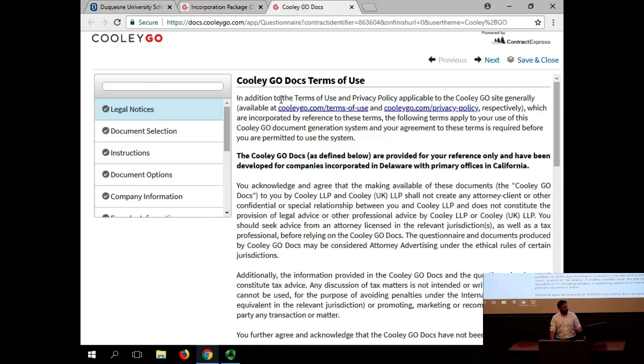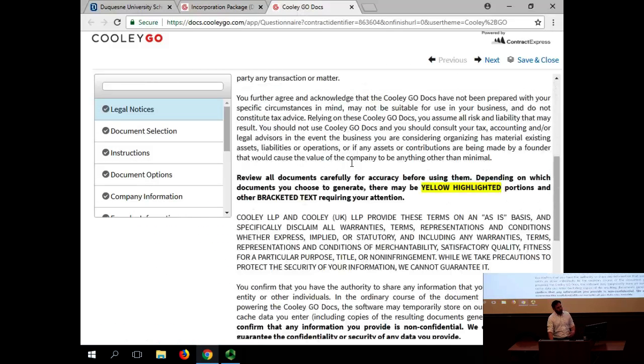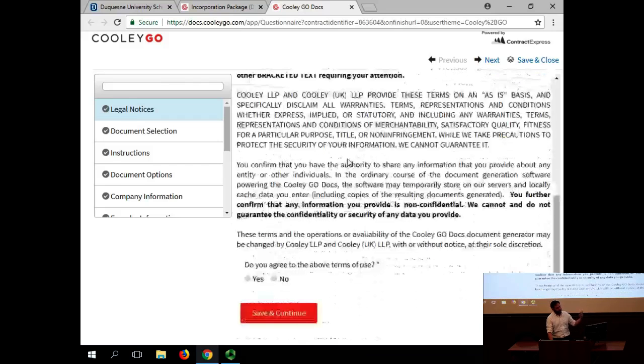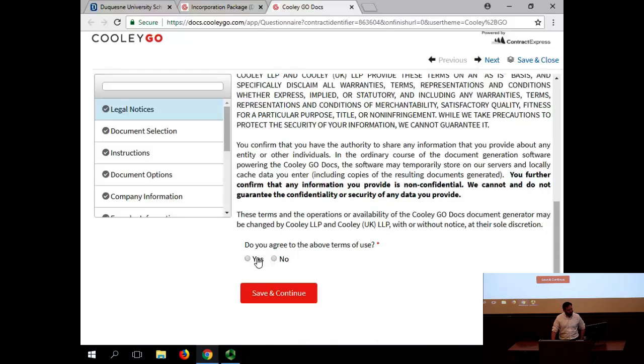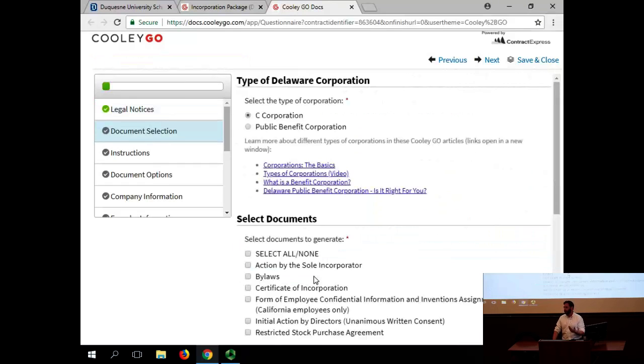So let's actually do it. You can use this Cooley document generator to actually generate these documents. I assure you I have, in fact, read these terms of use before, so I'm going to go ahead and agree to them. They're essentially saying that the information is non-confidential and anything that we do here is not legal advice, which is fine. We're lawyers, so we can use these sort of services.